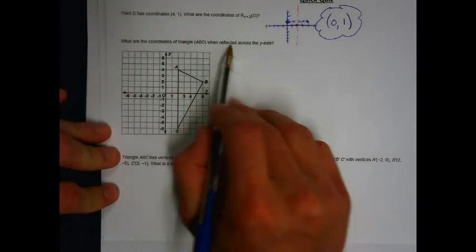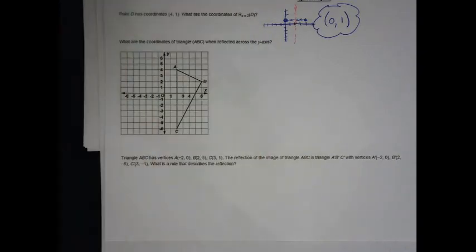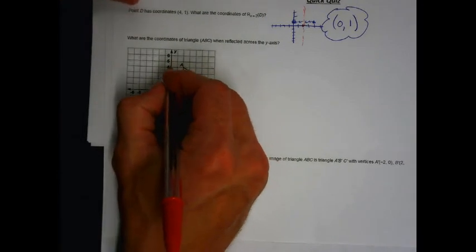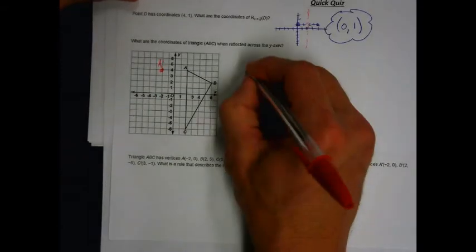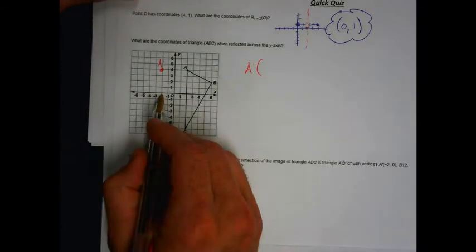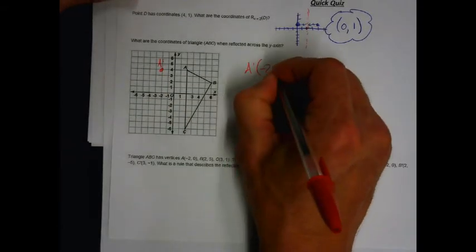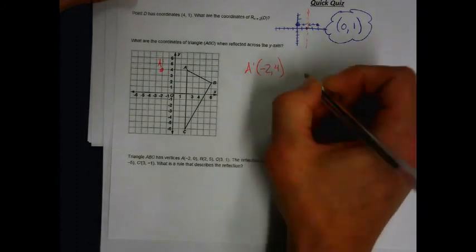All right, so the next one. We have this picture here. What are the coordinates of triangle ABC when reflected across the y-axis? Here's the y-axis, and what we're going to do is reflect. So let's count. Can you count? Here's A. 1, 2 to the line, 2 more, A prime. So where is A prime? A prime is at -2, +4. All right, that's how that works.